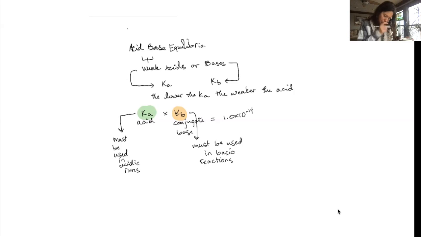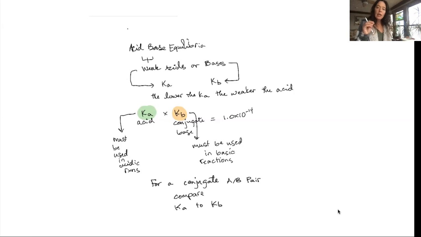So for a conjugate acid-base pair, you can compare the Ka to Kb. If the Ka is stronger, then it will proceed in its acid version. If the Kb is stronger, it will proceed in the basic form. It will take control of the system. Okay. All right.